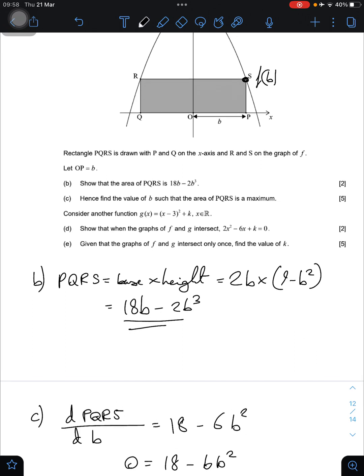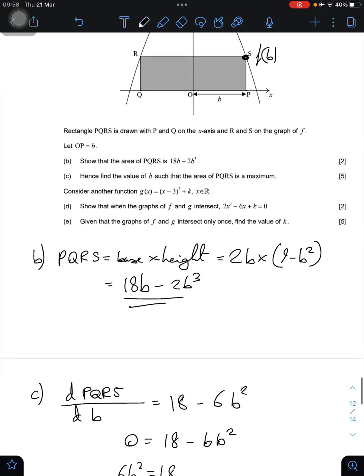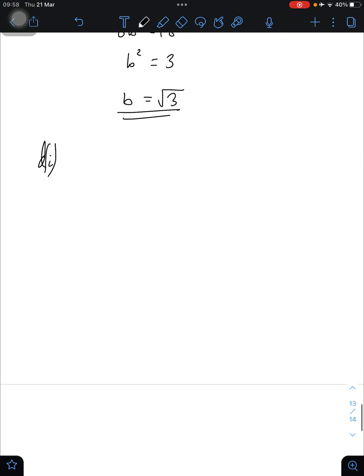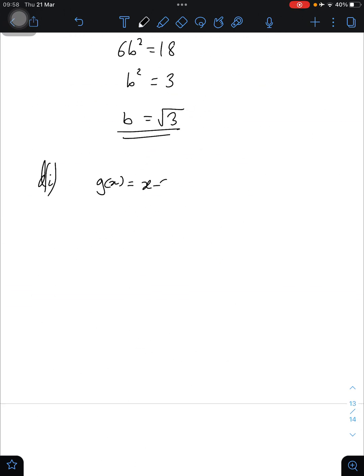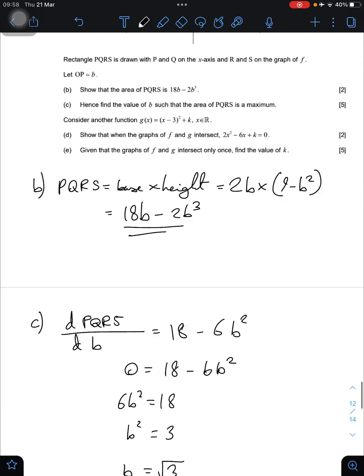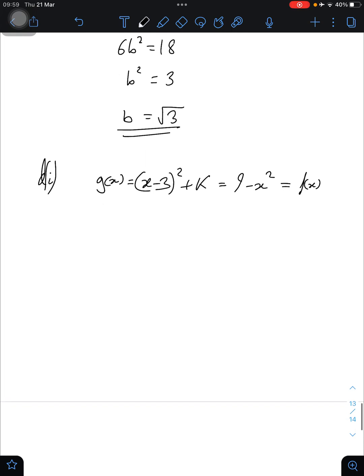So consider the function g of x equal to that. Show that when the graphs f and g intersect, you get that. So, well, g of x we're given is x minus 3 squared plus k. And we're given the f of x earlier. 9 minus x squared, that's f of x. And so let's just solve that.